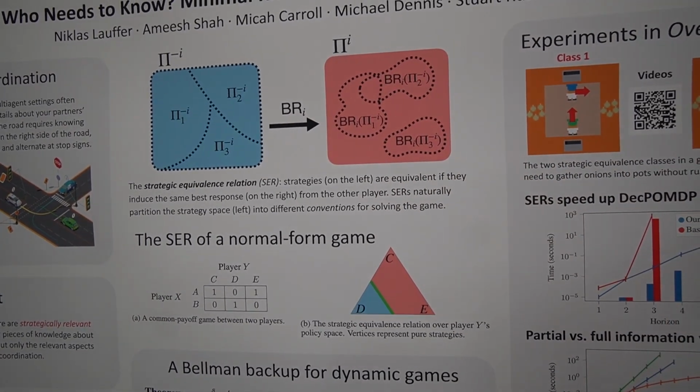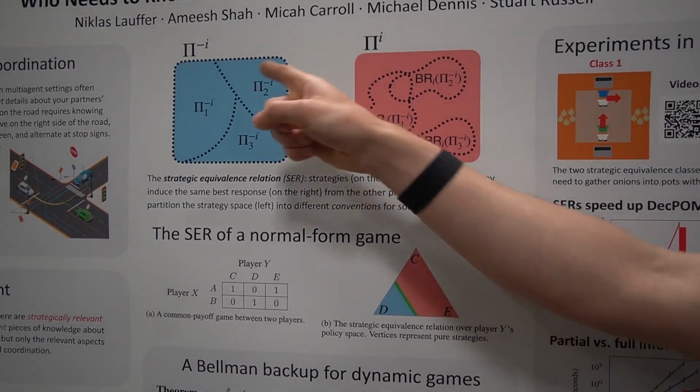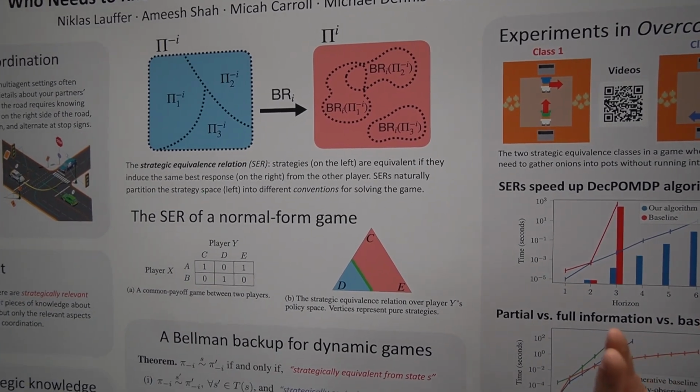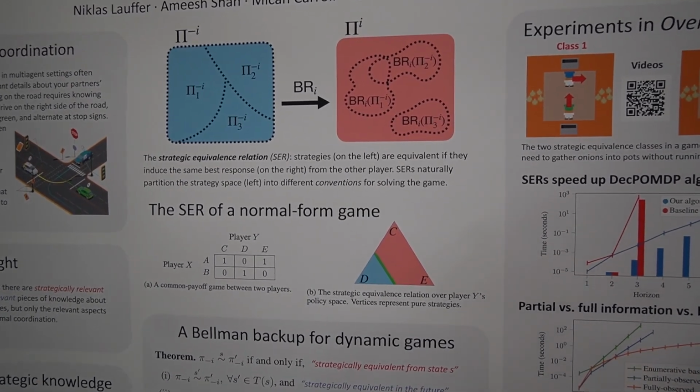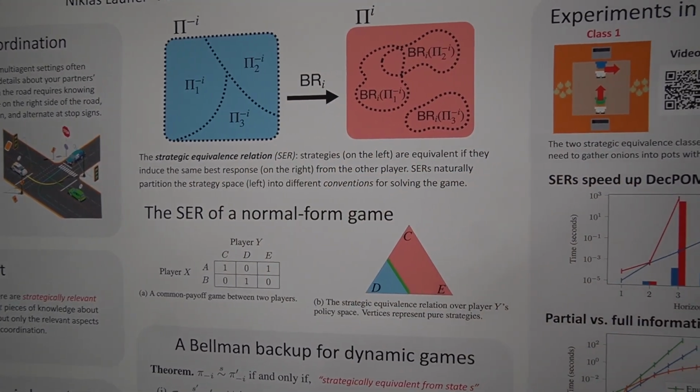The best response is a set-valued function. It might be multiple strategies. But all the strategies here have the same best response. The intuition here is that two strategies that differ only on strategically irrelevant details fall in the same block of the partition because they induce the same best response for me.